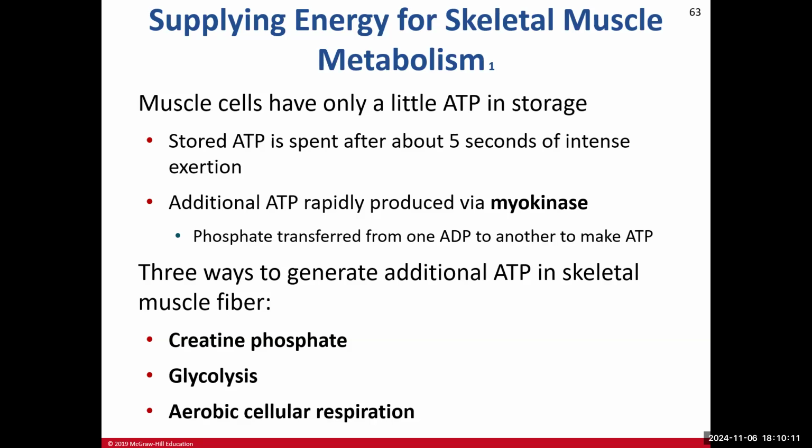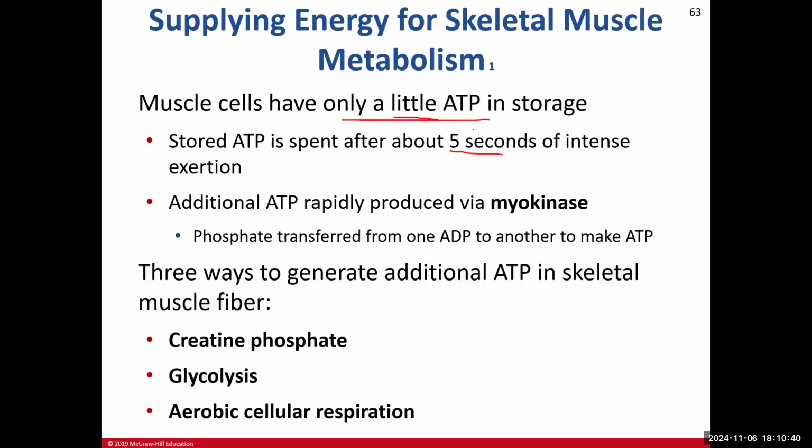When we're looking at our muscle cells, you're going to see that these muscle cells have a small amount of ATP. Very little. I mean, look, 5 seconds. That's not a long time. But some of you have probably noticed that you're able to contract your skeletal muscles for longer than 5 seconds. So we're going to talk about how we supply energy for that sustained contraction.